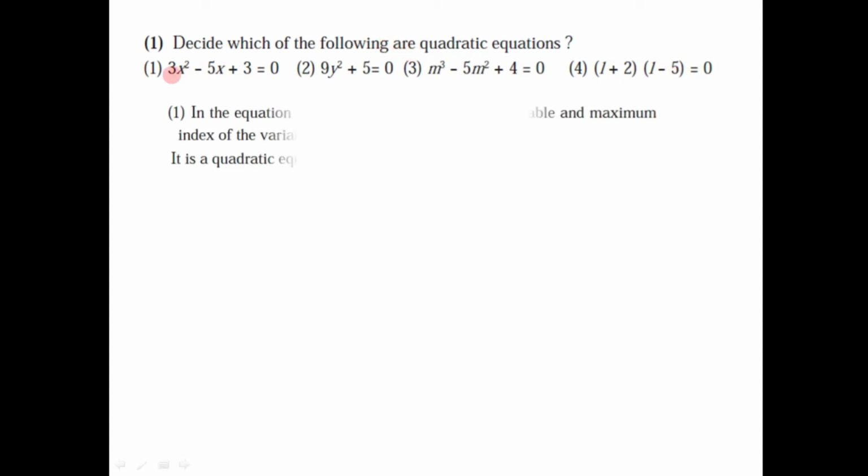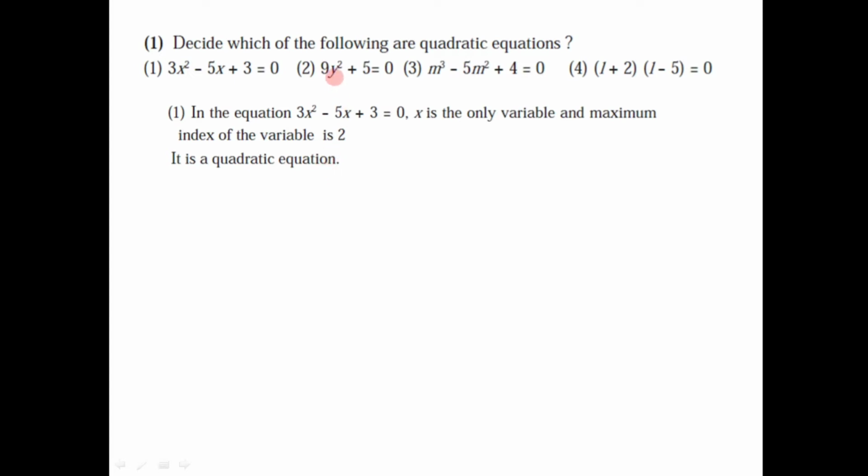So let us consider the first one. In this equation, 3x square minus 5x plus 3 is equal to 0, x is the variable and the maximum index of the variable is 2. So if it is the case, then we say that the given equation is a quadratic equation. So 3x square minus 5x plus 3 is equal to 0 is a quadratic equation.